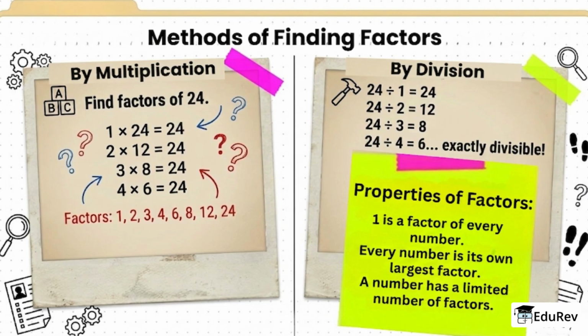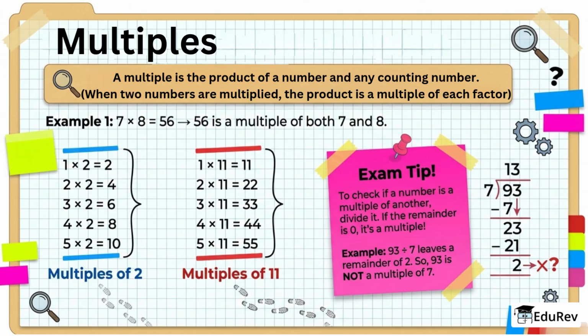By division. We can also divide 24 by numbers to see if they fit perfectly. We do 24 divided by 1 equals 24, 24 divided by 2 equals 12, 24 divided by 3 equals 8, and 24 divided by 4 equals 6. They are exactly divisible. Remember these three golden rules. 1 is a factor of every number, every number is its own largest factor, and a number has a limited number of factors.